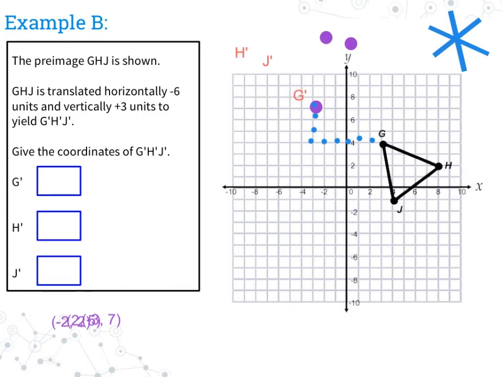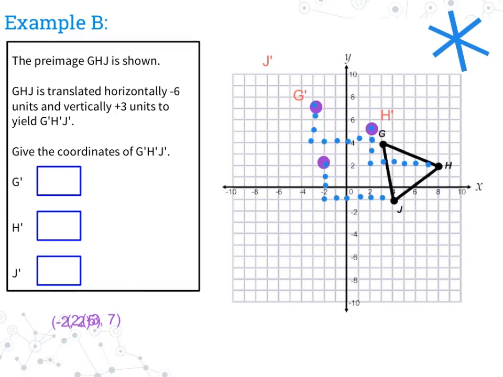Now I'm going to do the same thing with H. I'm going to again count 6. 1, 2, 3, 4, 5, 6, and vertically 3. 1, 2, 3. Again, I'm going to bring my point right down on top of where I finished counting, and I'm going to label that one H prime. Now finally, I'm going to do the same thing with J. I'm going to count 1, 2, 3, 4, 5, 6, and I'm going to go up 3. 1, 2, 3. And again, I'm going to label my point, and I'm going to call it J prime.